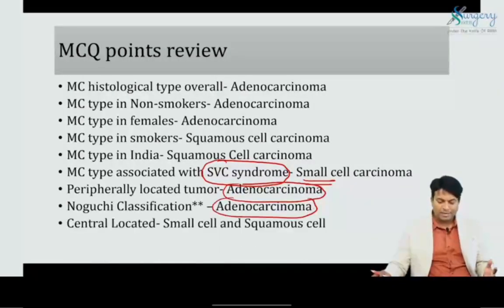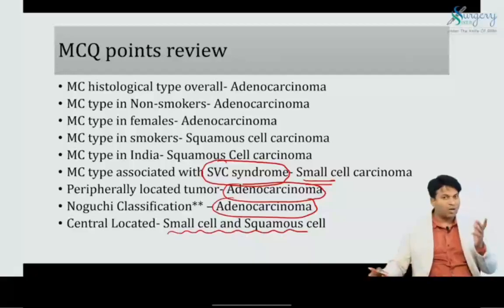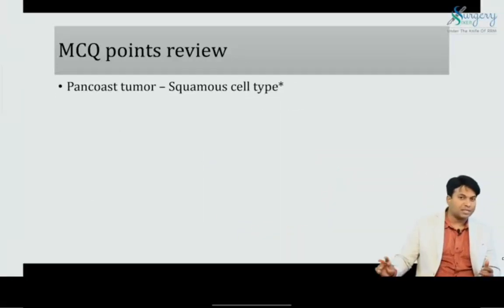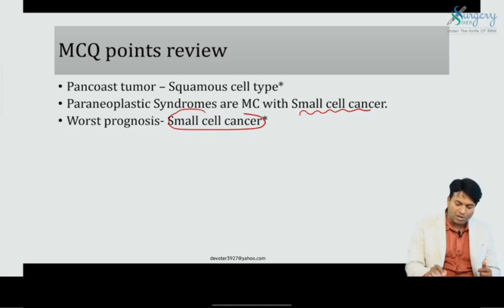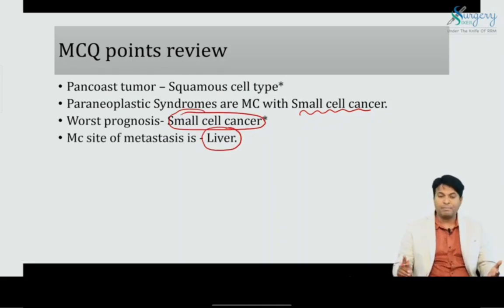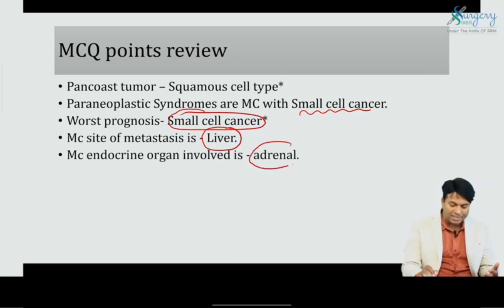See, all are one-liners. Centrally located cancers are small cell and squamous cell. Pancoast tumor is a squamous cell type. Paraneoplastic syndromes are more common with small cell cancer. Worst prognosis is seen with small cell cancer. Most common site of metastasis from lung is liver. Distally, lung mets are common. Most common endocrine organ involved is adrenal.